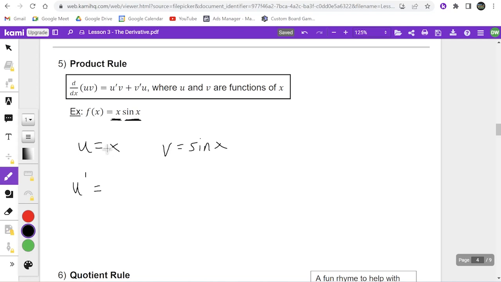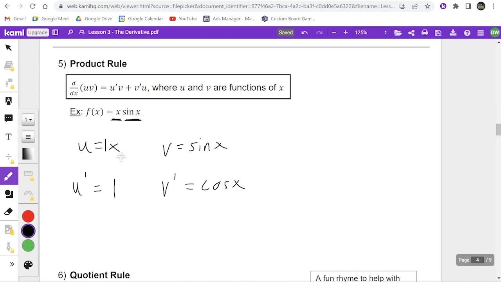The answer is, this is a coefficient rule, which was rule number 2 in our packet, which says you look at the number in front of the x. There is an invisible 1 in front of that x, so the derivative is just 1. Now for v prime. V prime, the derivative of sine x, you just have to memorize it. The answer is cosine x.